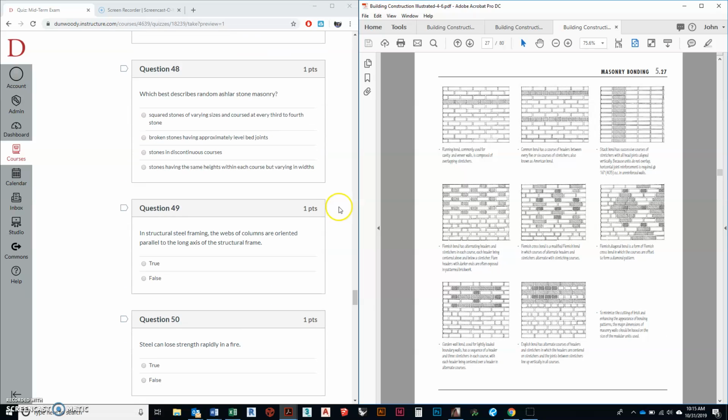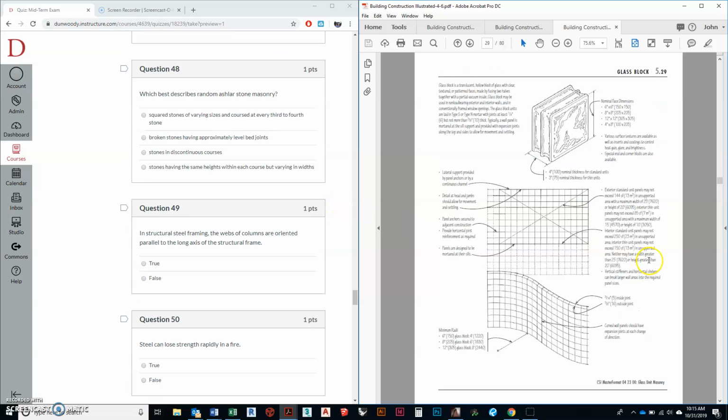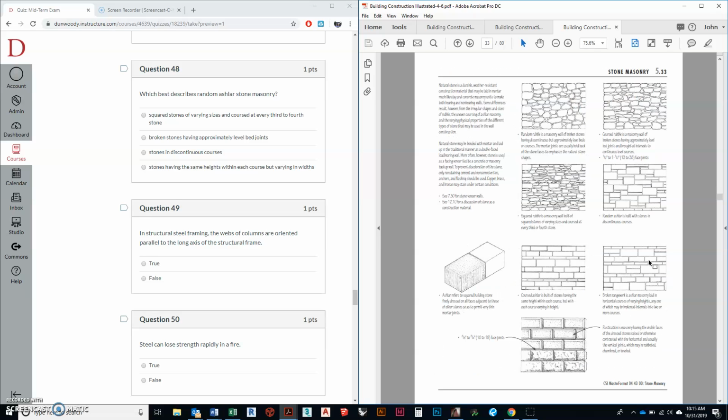Which best describes a random ashlar stone masonry? So we get into stone masonry, we're kind of zipping through this glass block, we don't really care. Here's some of that types of coursing. We're looking at random ashlar. So there's random ashlar, stones in discontinuous courses.